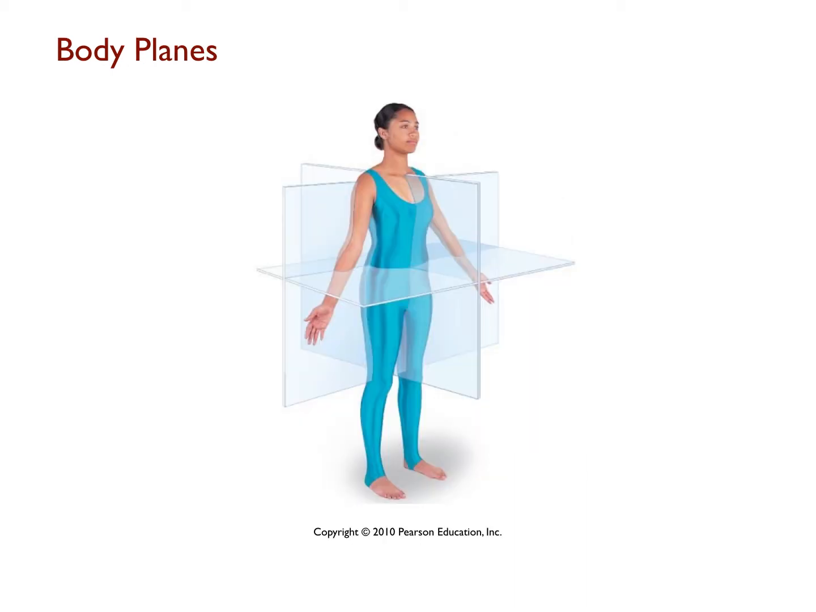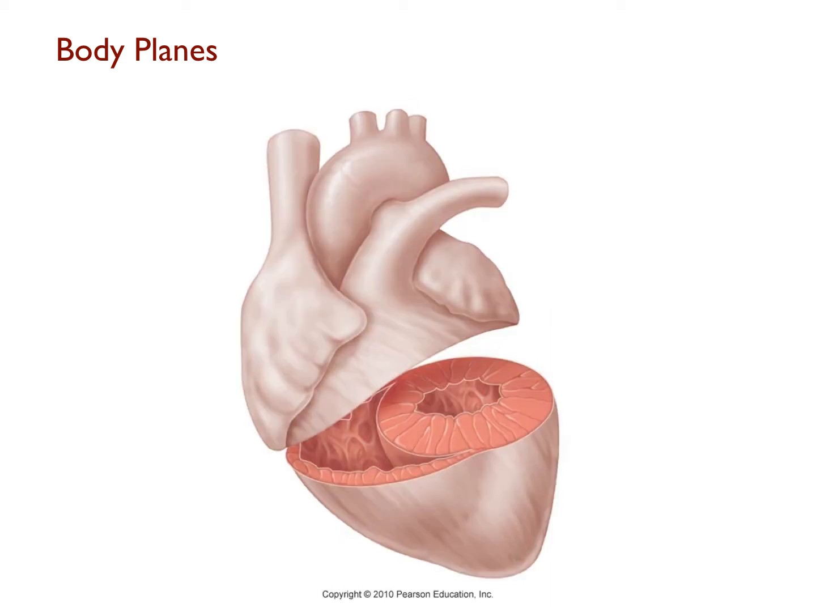The final plane that passes through the body is the transverse plane, which, as you can see in the figure, divides the body into superior and inferior sections. Take a look at the heart in this figure. Notice that it has been cut into superior and inferior sections by making a transverse incision.